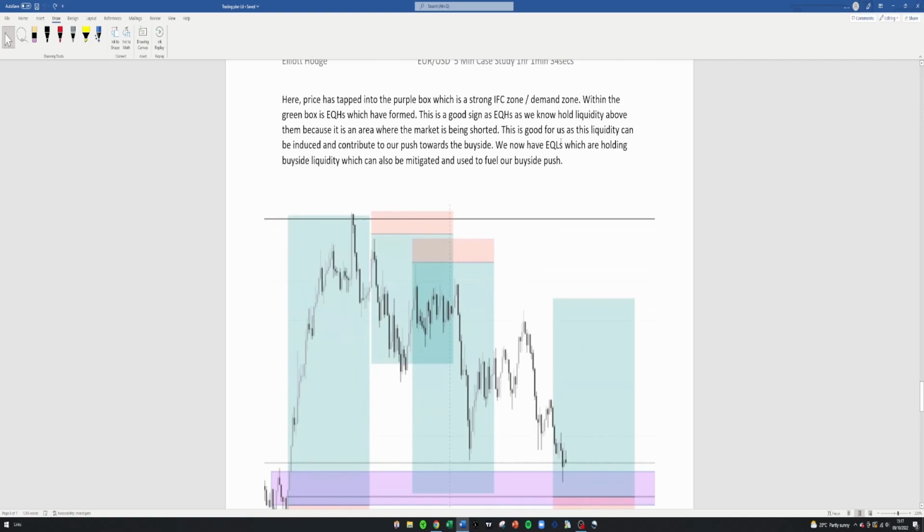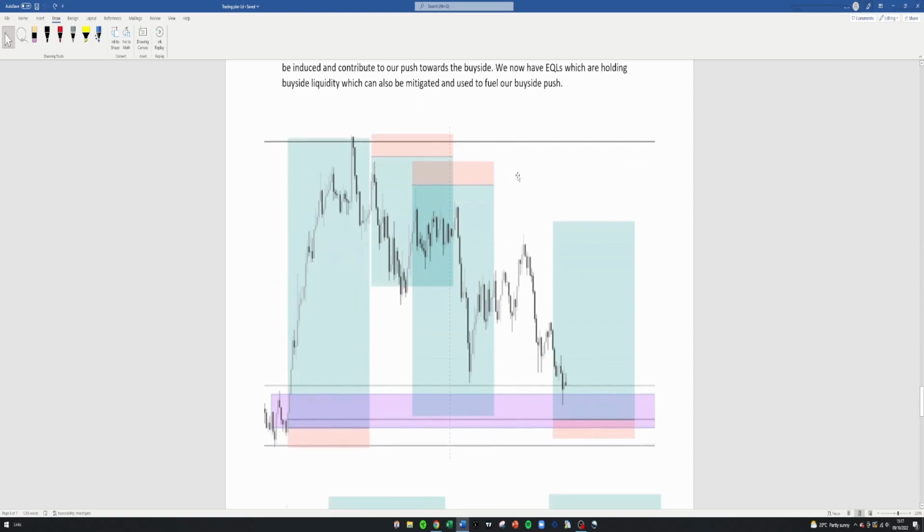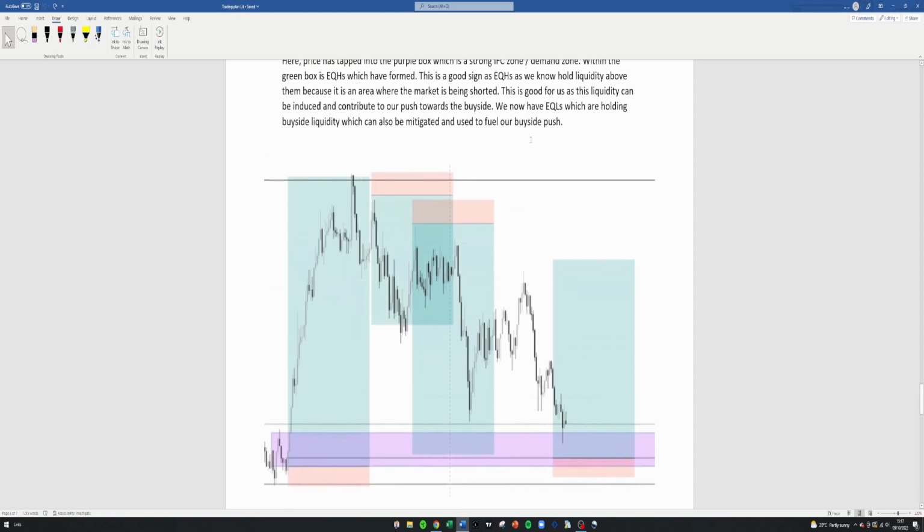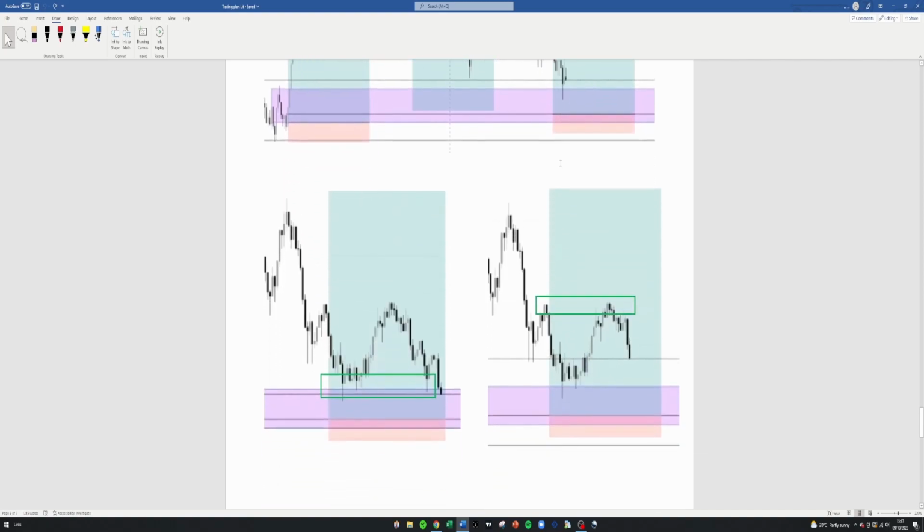This is a good sign, as equal highs we know hold liquidity above them, because it is an area where the market has been shorted from. This is good for us, as this liquidity can be induced and contribute to our push towards the buy side. We now have equal lows which are holding sell side liquidity, which can also be mitigated and used to fuel our buy side push.